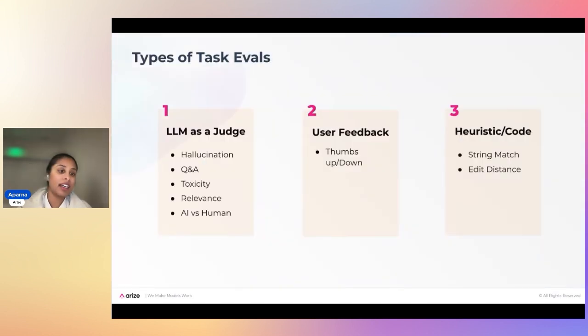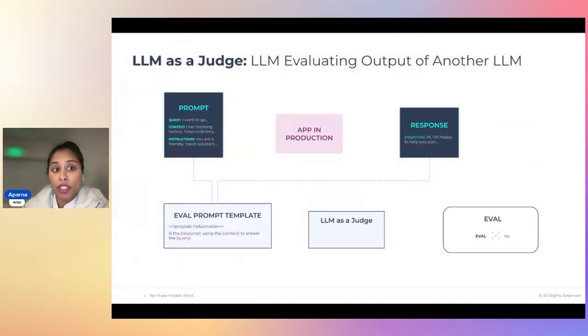On the task eval side, there's predominantly three approaches the industry has landed on, which is LLM as a judge. So these are where you're using an LLM, using AI to evaluate AI. There's a number of common metrics we'll go through. There's user feedback. This is things like thumbs up, thumbs down, good, bad, but actually having a human in the loop. And then there's very heuristic code-based approaches that are also really great for things where you need a very, very programmatic approach.